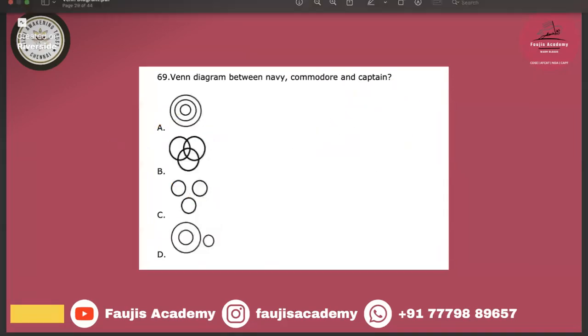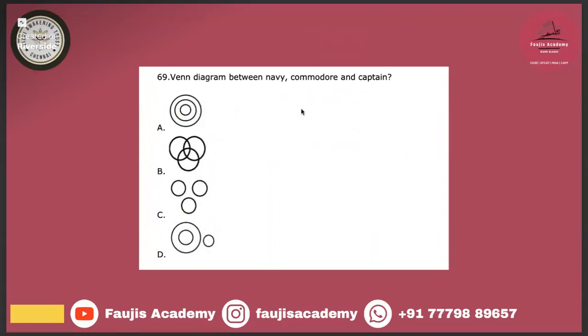Navy, Commodore, Captain. What do you think is the relationship between Navy, Commodore, and Captain? Institutions and ranks. Okay. So how should it be, how high or how low? It's either option A or D. Anyone for B and C? Option D, because the rank of captain is in both army and navy.